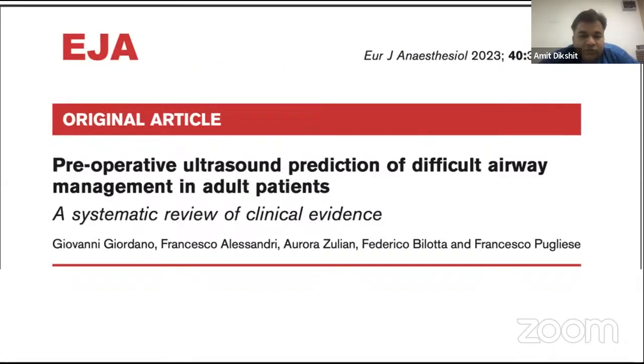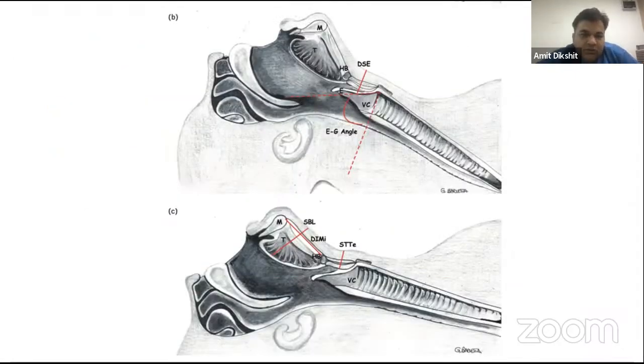Now, this was the article which was published just a week or 2 weeks back, and this is a systematic review of preoperative ultrasound for predicting difficult airway. It has predominantly looked at all the previous studies, in neutral position and in extended neck position. So skin to mid epiglottis distance was one, then skin to anterior commissure, the tongue thickness, and the hyomental distance ratio in flexion and extension, and it has even talked about the EG angle.